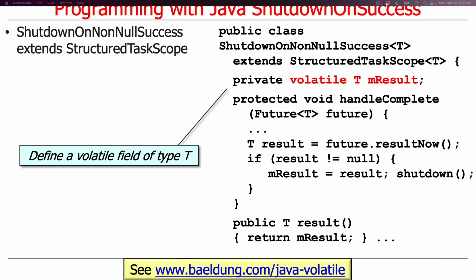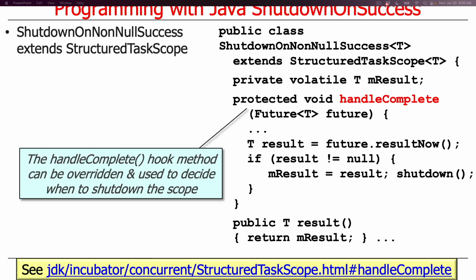We're going to define a local field called mResult of type T. T is the parameterized type. And we make it volatile. Volatile is a keyword; you can read more about volatile at this link. It essentially tells the Java runtime to make sure that reading and writing to this particular field is atomic. So we want reads and writes of that to be atomic, and you'll see why we need to do that in a second. And then there's a method defined in StructuredTaskScope called handleComplete.